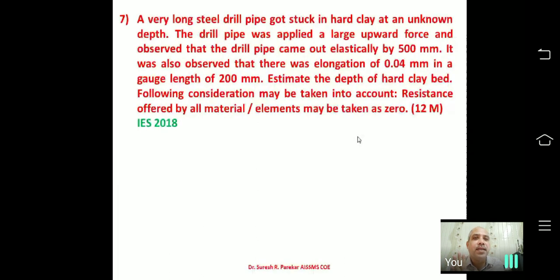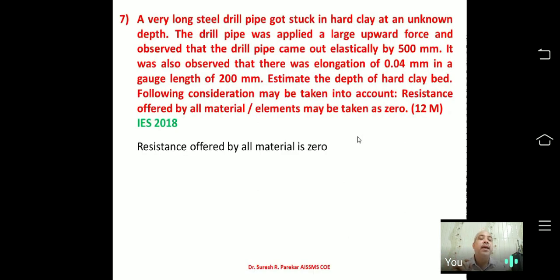2019. Now this problem is a very simple problem which was asked for 12 marks in 2018. Now try to understand: we have a long steel drill pipe that got stuck in hard clay, and we are interested in finding its length. That pipe came out and elongated elastically by 500 millimeter, meaning I have total delta L as 500 millimeter.